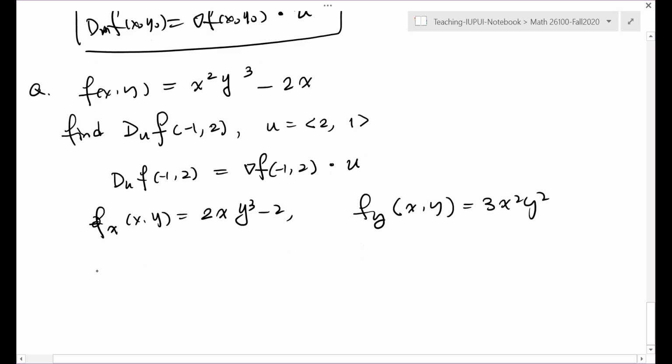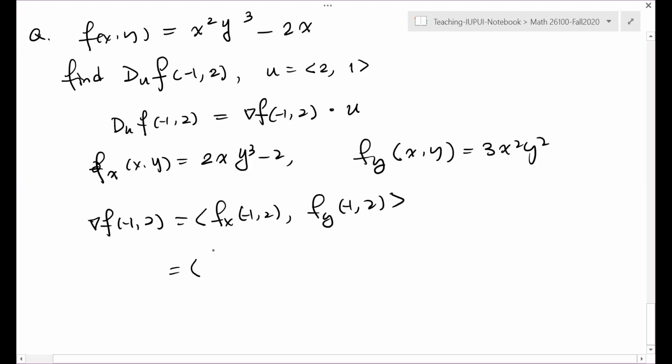Now I can write down the gradient. The gradient is the value of the partial derivatives at (-1, 2). Then you evaluate each of them. I get 2 times -1 times 2 cubed minus 2. The second one is just 3 times (-1) squared times 2 squared. Okay, so let's simplify.